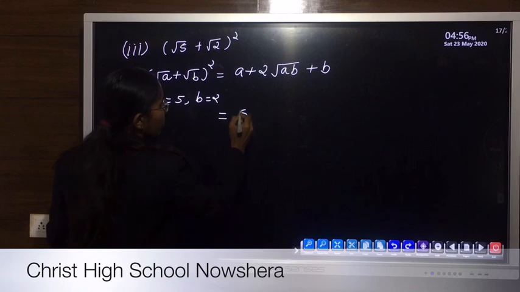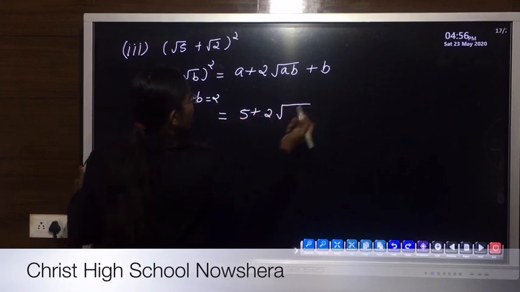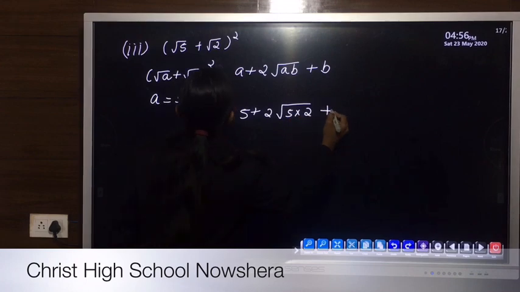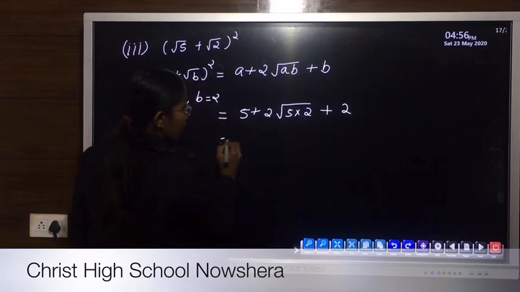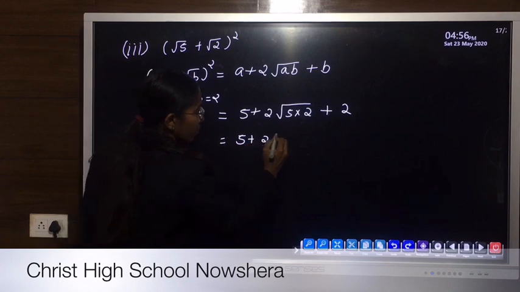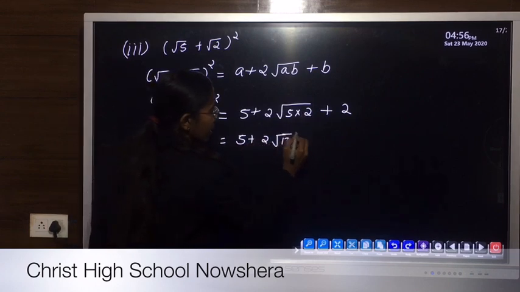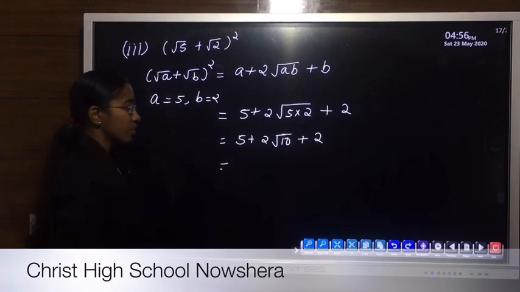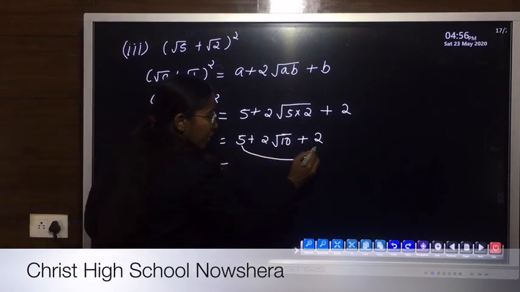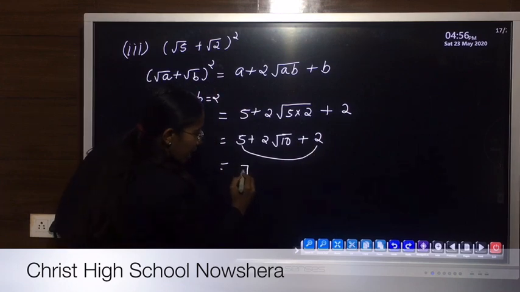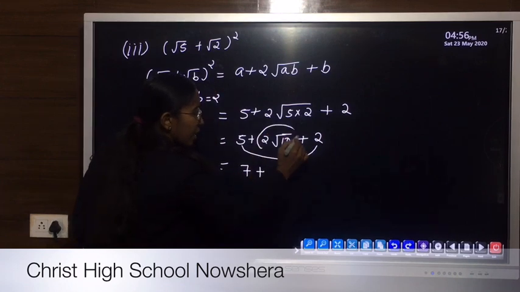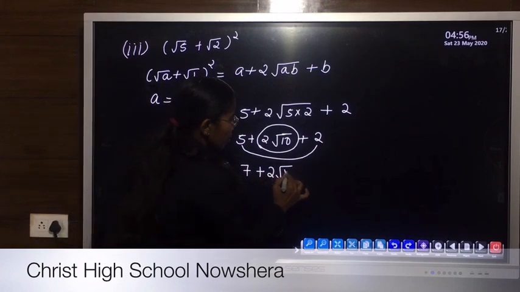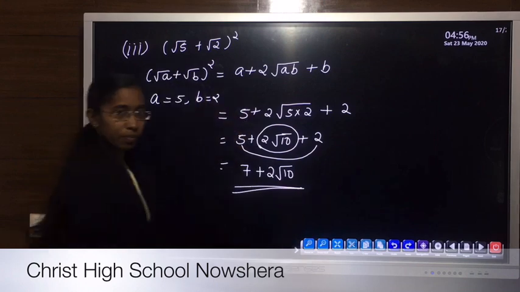Substitute the values: 5 plus 2 into root 5 into 2 plus 2. That is 5 plus 2 into 5 2s are 10 plus 2. What is 5 plus 2? We are adding this 5 and 2. 5 plus 2 is 7, plus what is remaining here? 2 root 10 is remaining here. That is 7 plus 2 root 10. So this is the answer.